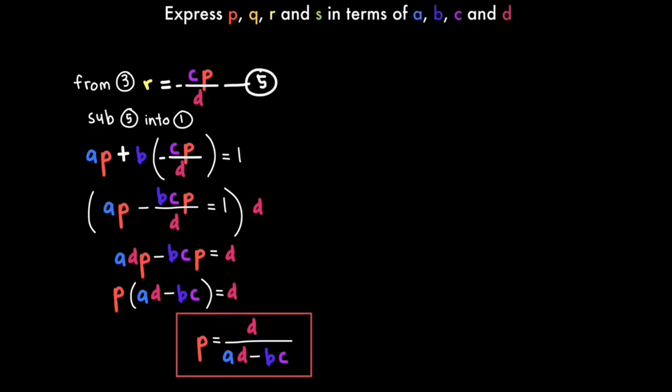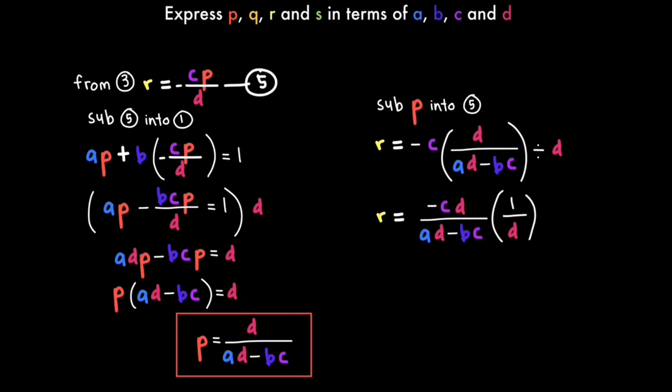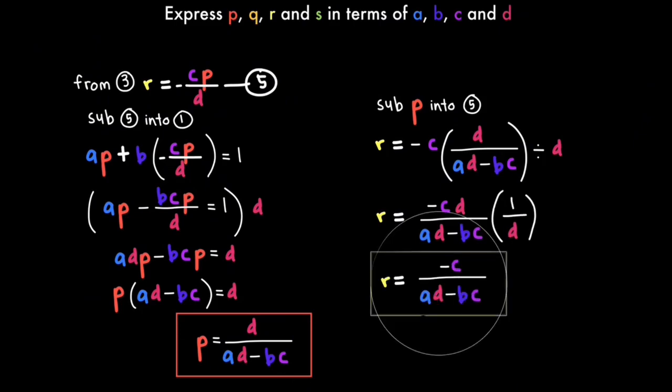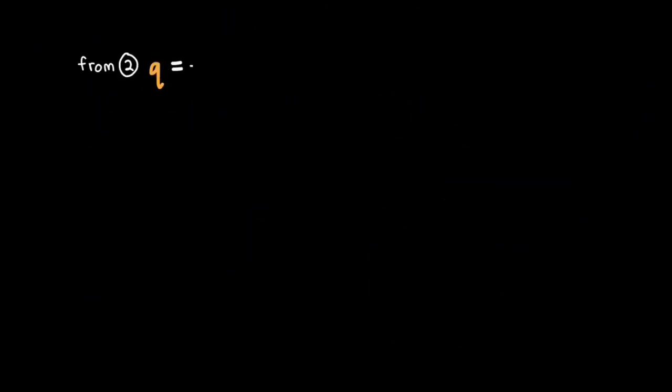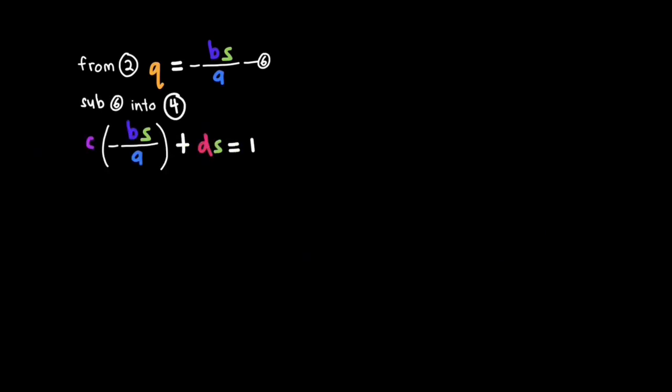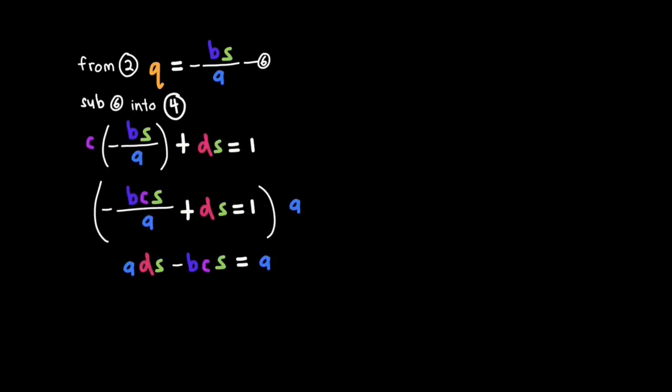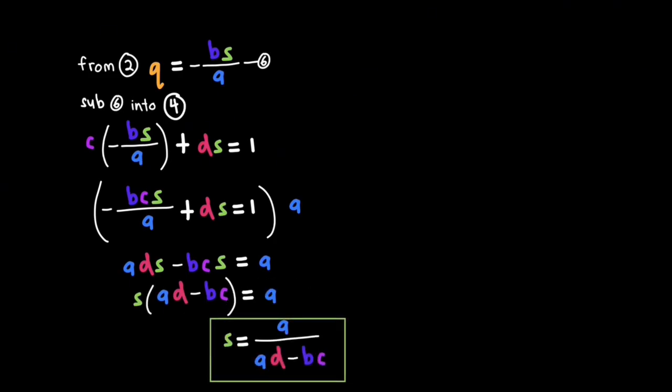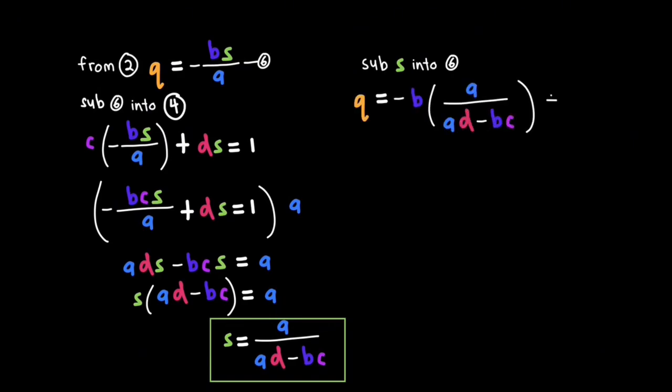Next, sub P into 5 so we can get R as the subject in terms of A, B, C, D. To express S, we can make Q the subject from the sixth equation and substitute the sixth equation into the fourth. Multiply the equation by A to eliminate the fraction and factorize S to express S in terms of A, B, C, D. Lastly, to express Q, we can substitute S into the sixth equation and expand to get Q in terms of A, B, C, D.